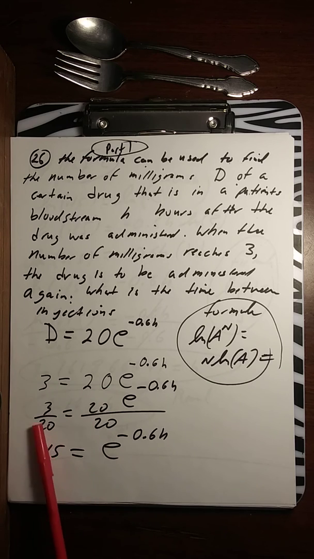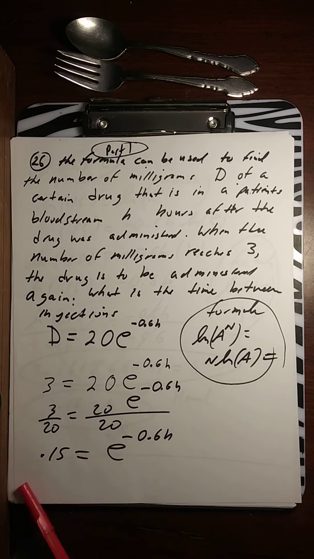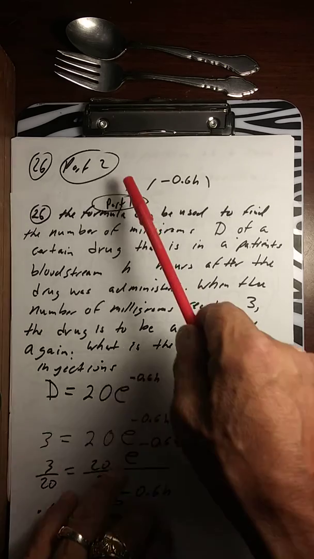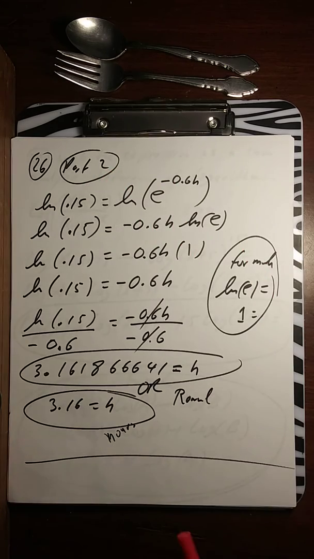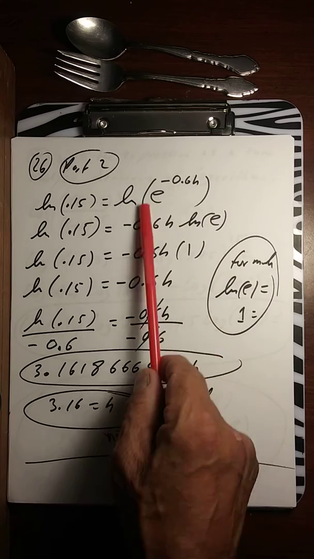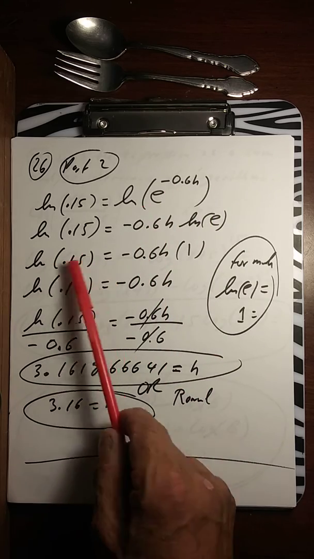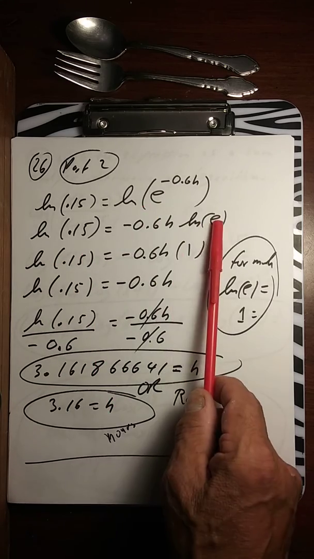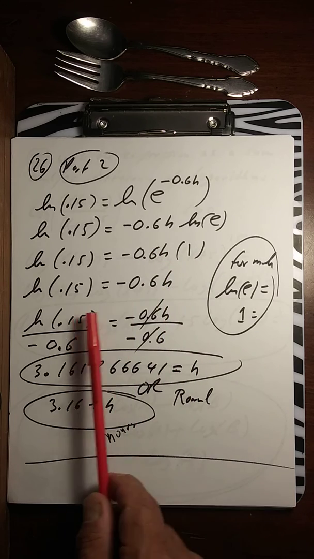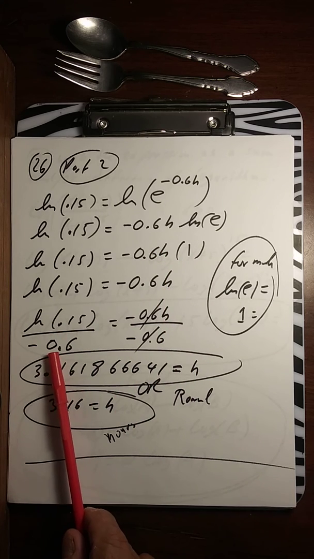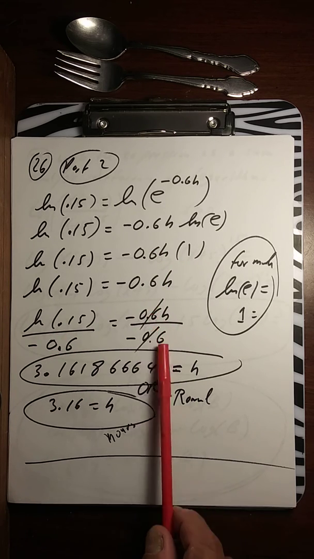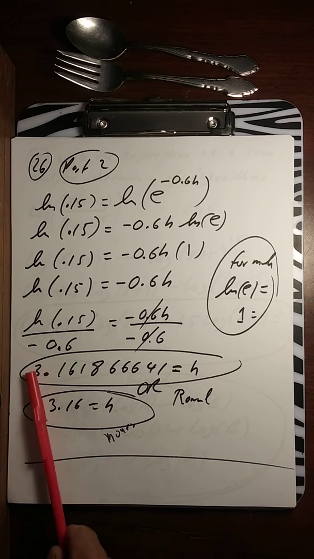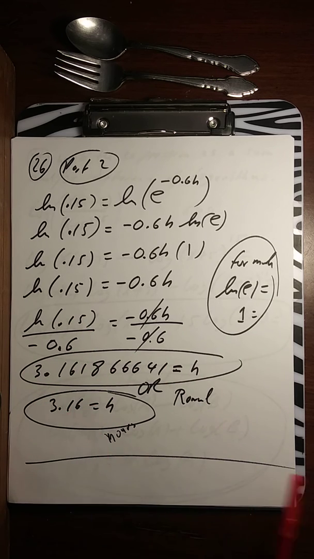So we start here, divide by 20, 0.15 equals this. Now we're going to take the ln of both sides. There it is. So ln of this, this number goes to the front. Ln of 0.15, leave it alone. And ln of e is 1. 1 times that is this. So now divide both sides by negative 0.6. These are gone. So we have this number.